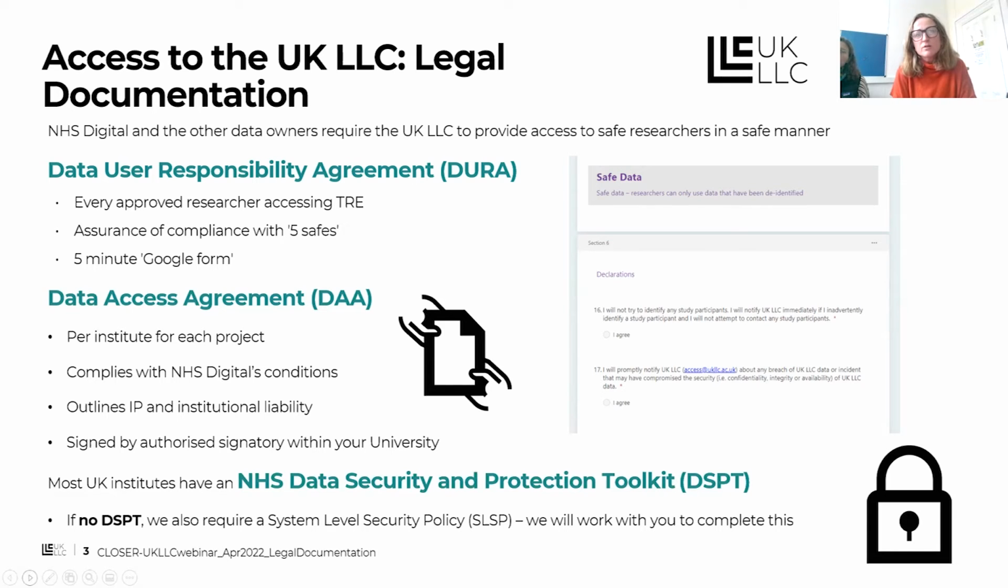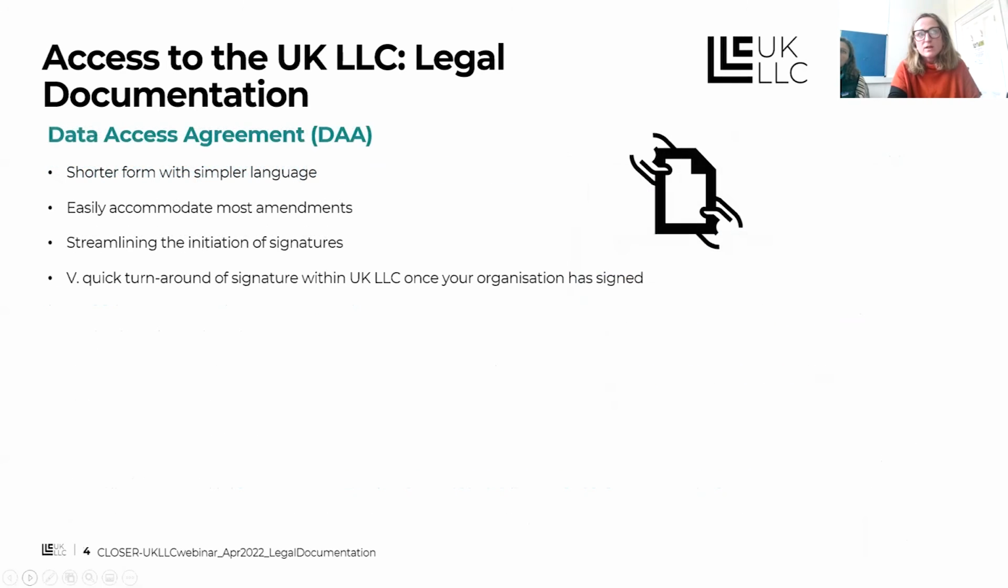As part of the data access agreement, we ask for reassurance that your organisation has an NHS data security and protection toolkit. This is a voluntary form that's completed on behalf of your organisation, and if your university has used NHS linked data previously, then it would already have one of these toolkits. If, for example, your organisation does not have one of these, we do have an alternative form that we'd work with you to complete. That should be fairly straightforward.